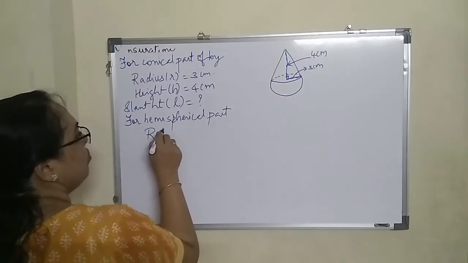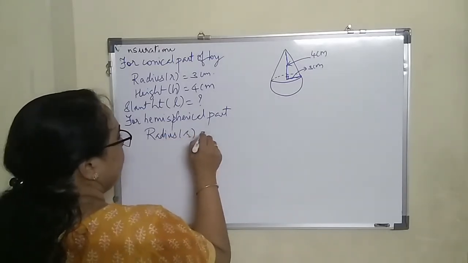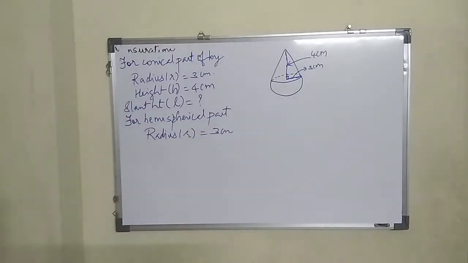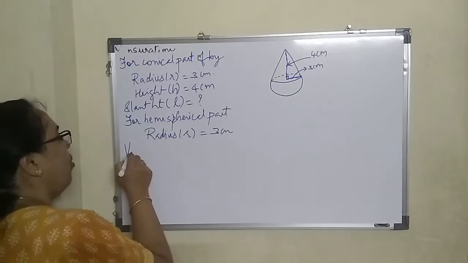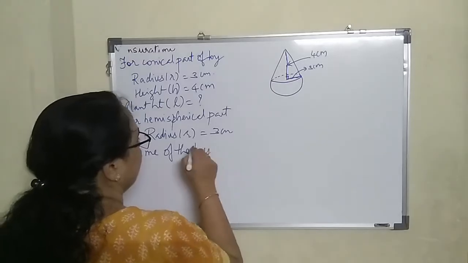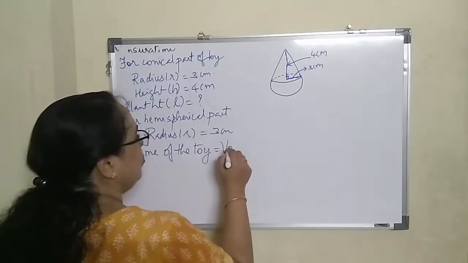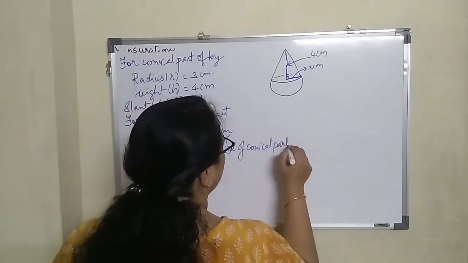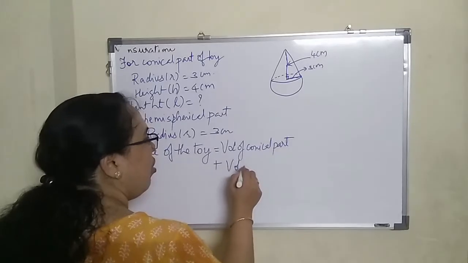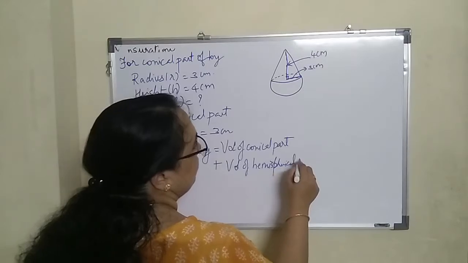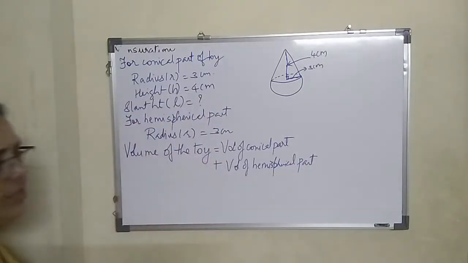Radius is the only thing we need to know. And here the best thing is both the radii are the same, so we keep it as r itself. Now, volume of the toy equals volume of conical part plus volume of hemispherical part. Yes girls, I hope it's quite clear. Now you know the formula, so substitute the formula.